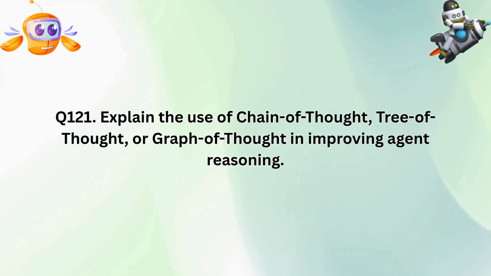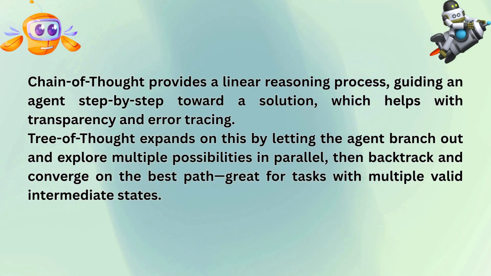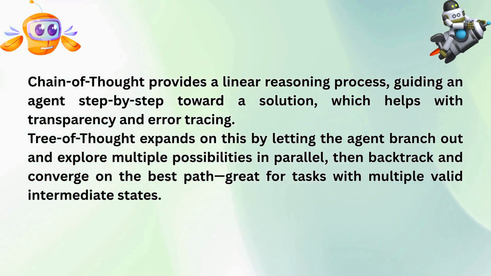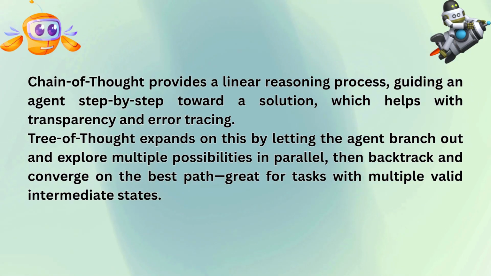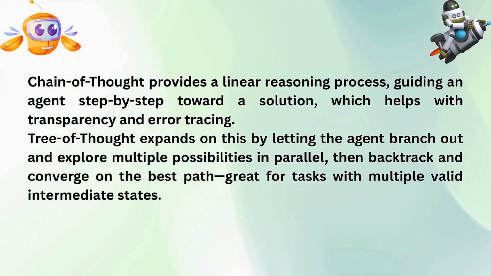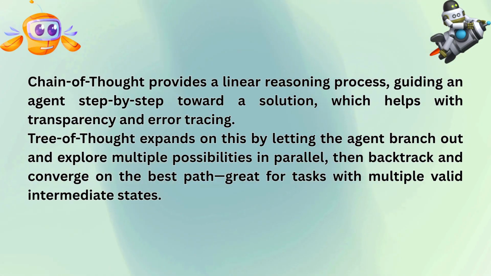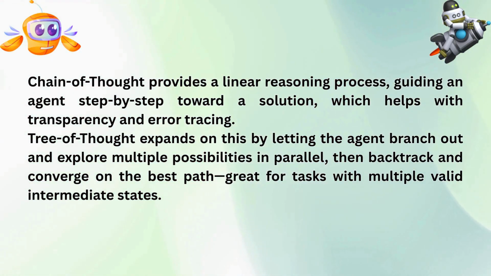Explain the use of chain of thought, tree of thought, or graph of thought in improving agent reasoning. Chain of thought provides a linear reasoning process, guiding an agent step by step toward a solution, which helps with transparency and error tracing. Tree of thought expands on this by letting the agent branch out and explore multiple possibilities in parallel, then backtrack and converge on the best path. Great for tasks with multiple valid intermediate states.